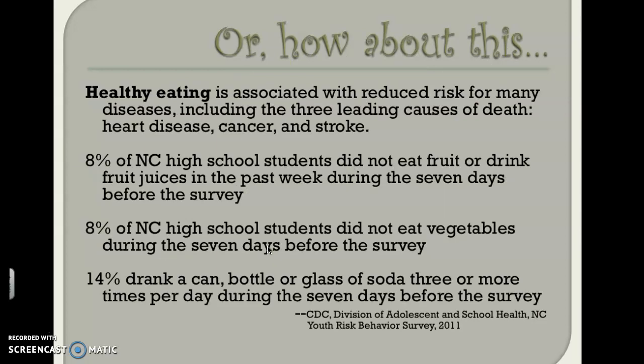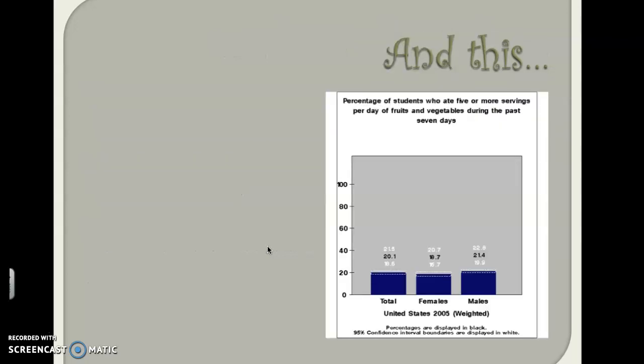Healthy eating is associated with reducing the risk of many diseases, reducing your chance of heart disease, cancer, and stroke. This survey is kind of old, but it was done back in 2011. It says that 8% of high school students do not drink fruit juices or eat fruit during the 7 days before the survey. 8% of high school students do not eat vegetables during the 7 days before the survey. And 14% admit to drinking a can, bottle, or glass of soda 3 or more times a day in the 7 days before the survey.